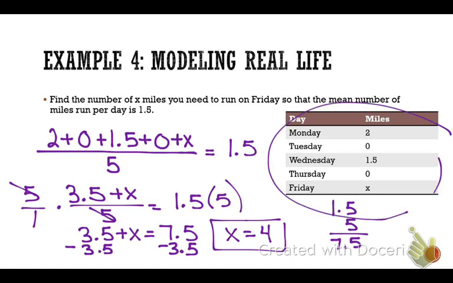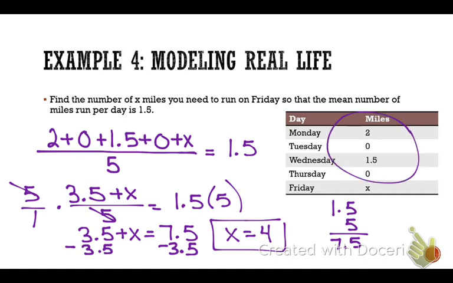Overall, do you think this was a good running week for me? No. Why? Because you did nothing on Tuesday and Thursday. So had I run at all, at least a mile or two on Tuesday and Thursday, would I have to run 4 miles on Friday to hit my average? No. 4 miles is way more than anything I ran the other 4 days. You think I'm going to be kind of hurting on Friday, running 4 miles?